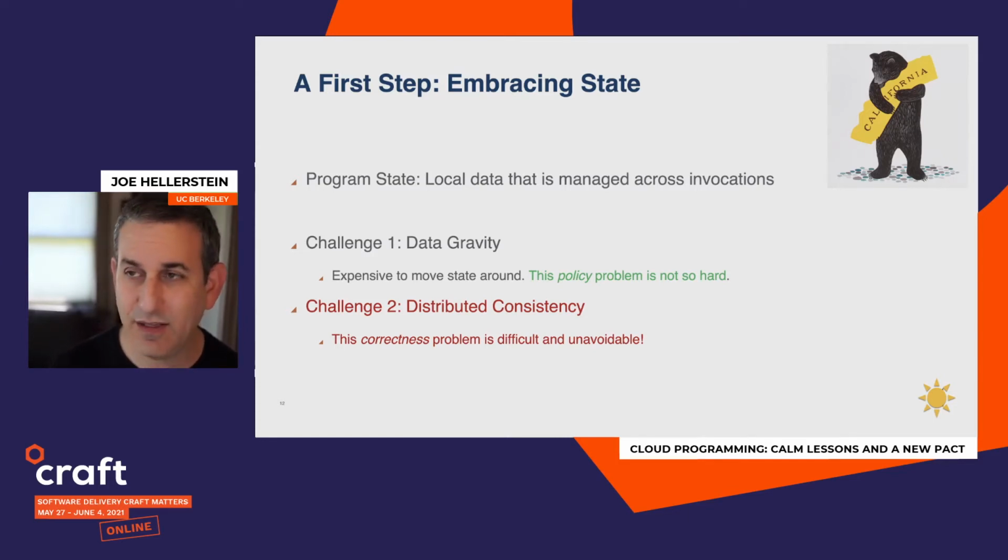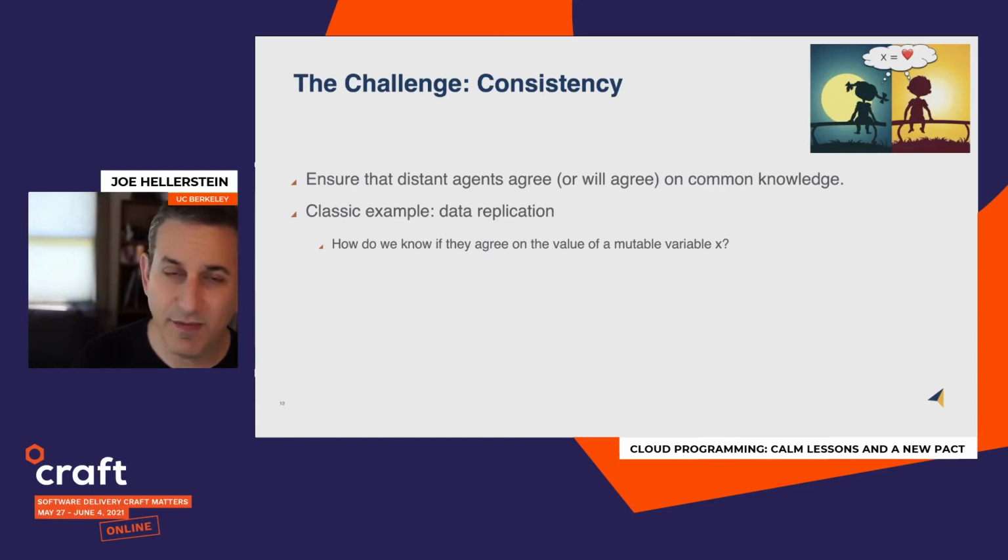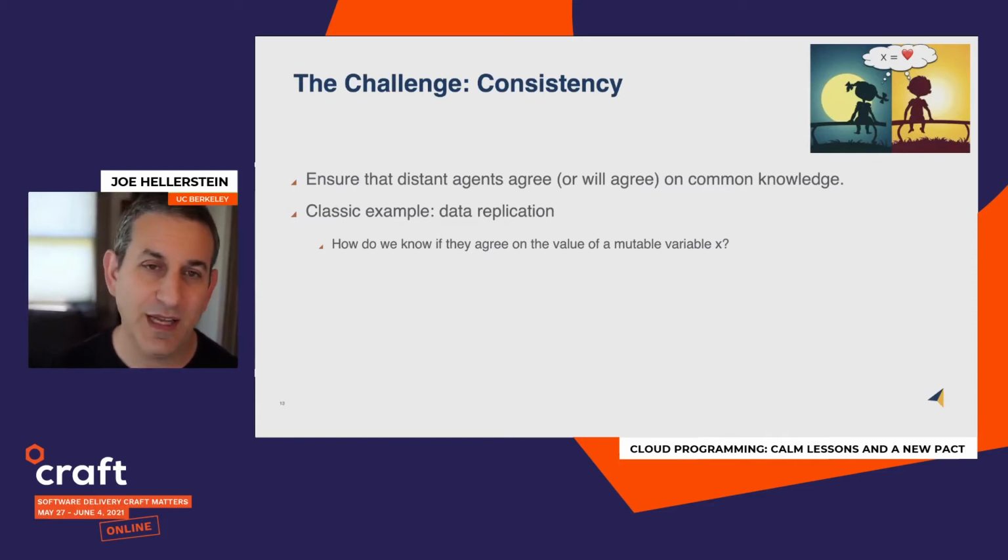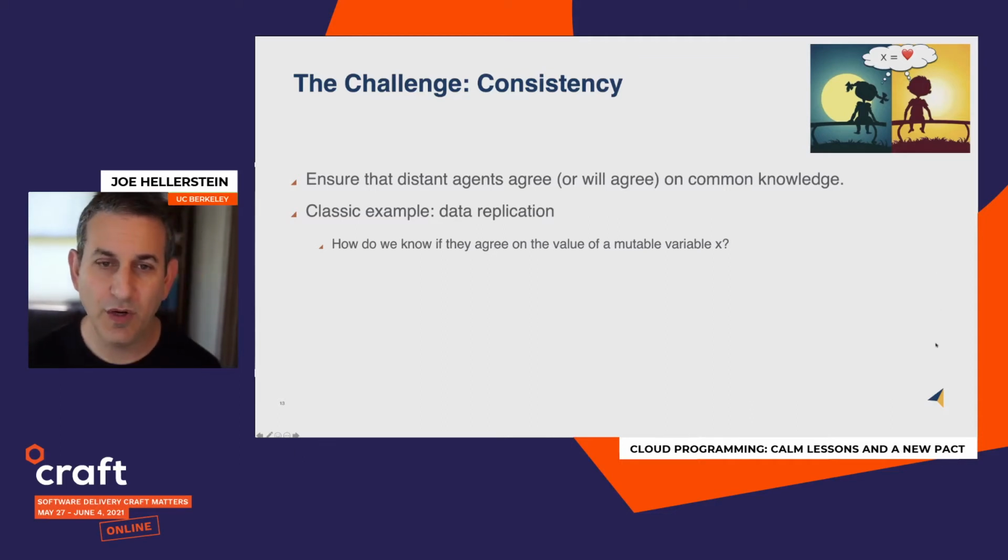The second challenge is the one where things are really difficult. It's sometimes the reason that people put up architectural boundaries to data movement, which is that distributed consistency of data is very tricky. This is a correctness problem. It has to do with the computer doing what the programmer will expect. It's difficult and it's simply unavoidable if you're going to have stateful computing in a distributed environment. So let me talk about this a bit. Some of you may be intimately familiar with this and some of you less so. The challenge is to keep things consistent across distributed computers. In essence, for consistency, we want two agents that are far apart from each other to agree, or to ensure that they will eventually agree, on some common knowledge.